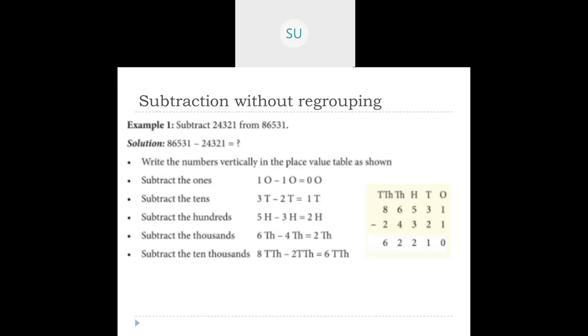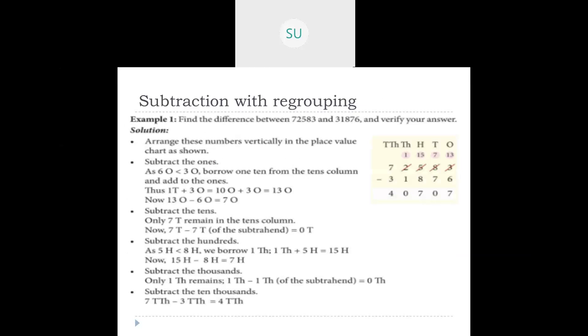Then we saw how to do subtraction without regrouping. In subtraction without regrouping, we arrange the numbers vertically in their place value table, and then we subtract the ones first, then the tens, then hundreds, then thousands, and then 10,000s. So we subtract each place value starting from ones. Okay, so this is subtraction without regrouping.